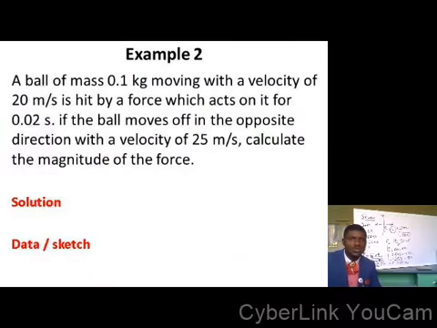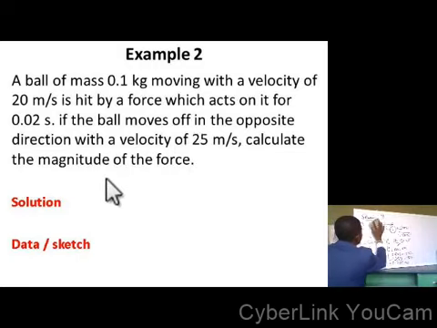Example number 2 reads: a ball of mass 0.1 kg moving with a velocity of 30 meters per second is hit by a force which acts on it for 0.02 seconds. If the ball moves off in the opposite direction with a velocity of 25 meters per second, calculate the magnitude of the force. Very simple. So we will calculate that here using the same method as used above.